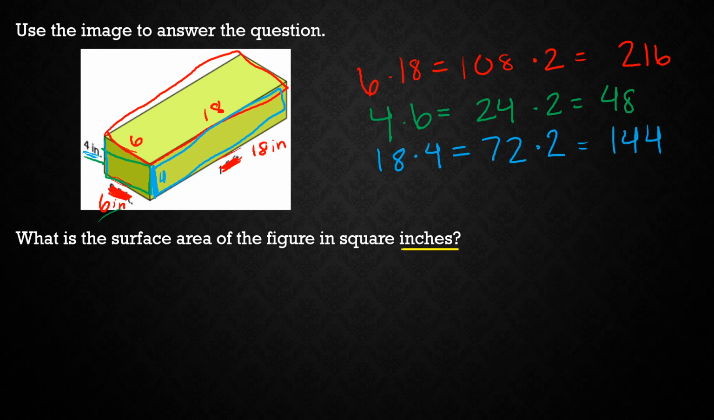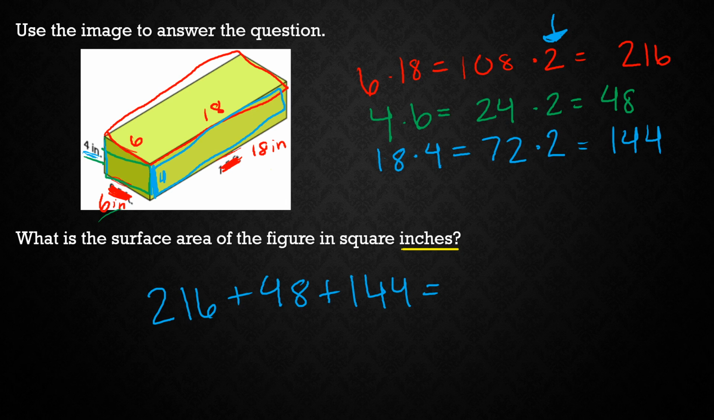Okay. Last step is going to be taking those 3 different surface areas that we have and adding them together, which is going to give me 216 plus 48 plus 144. And again, don't forget that we're multiplying them by 2 because there are 2 of each of these sides. So anytime you have a box, find the area of the 3 sides you can find and then multiply each side by 2.